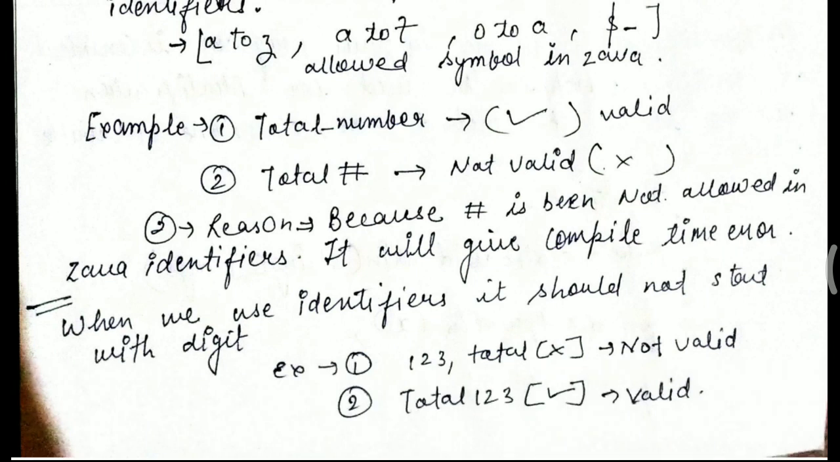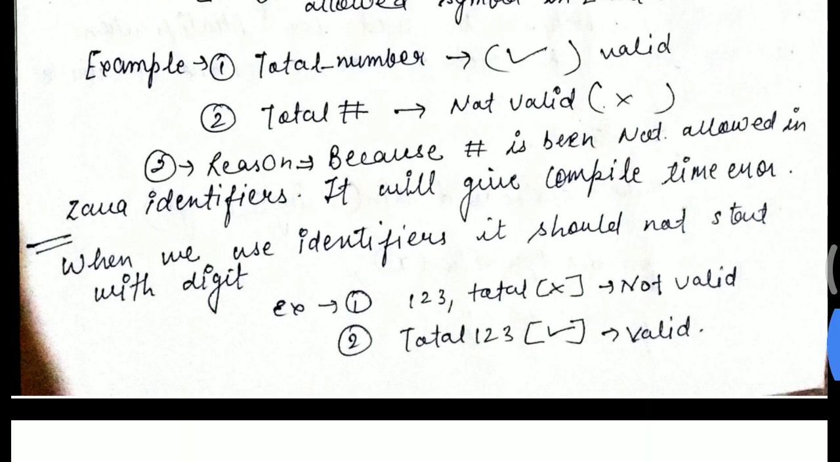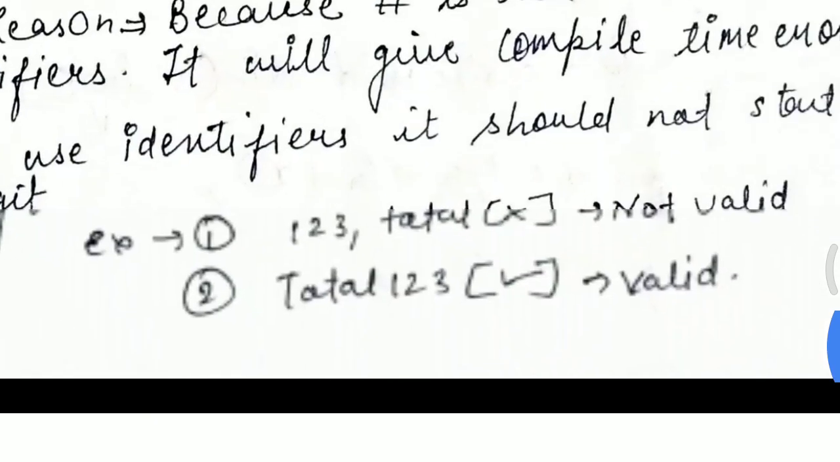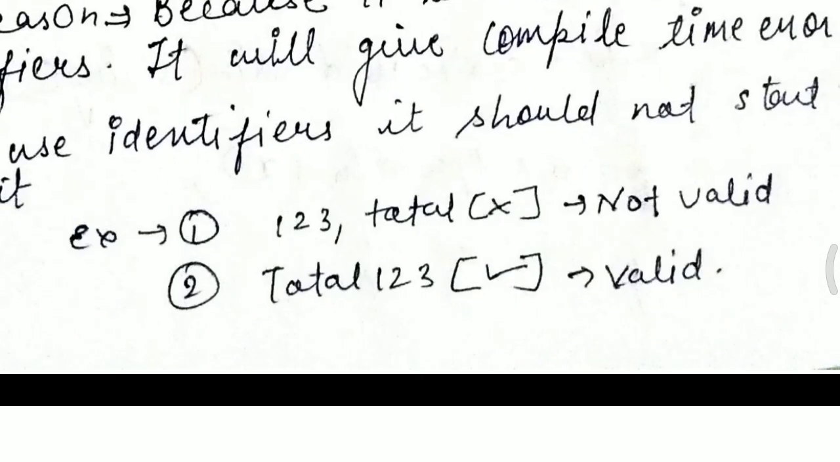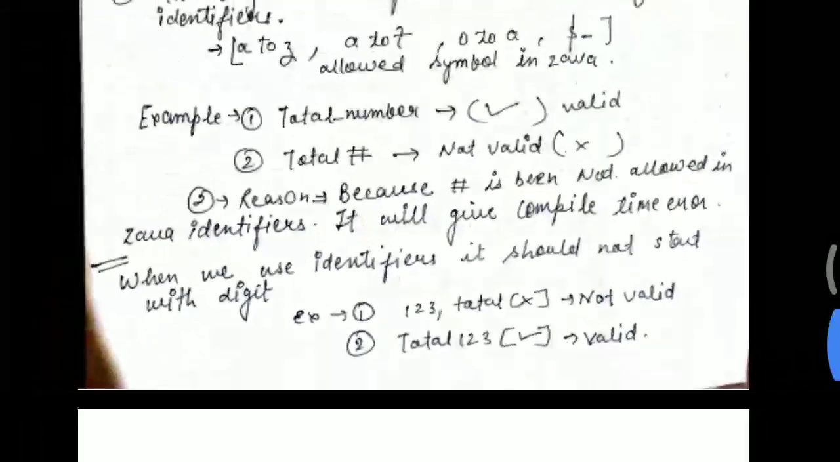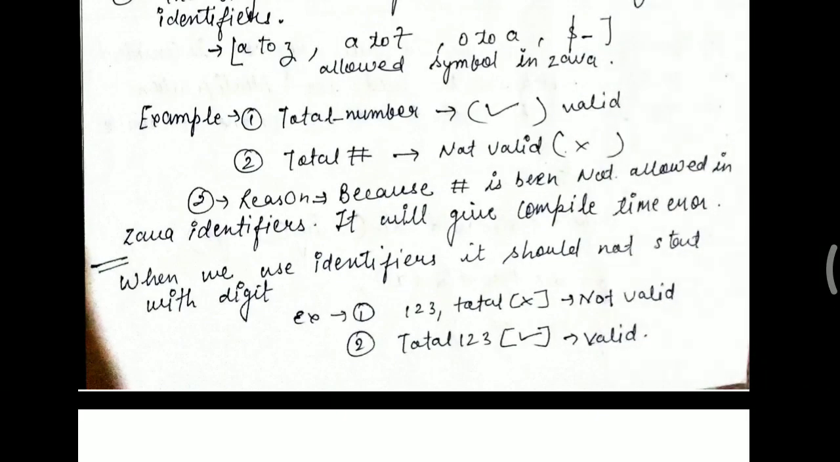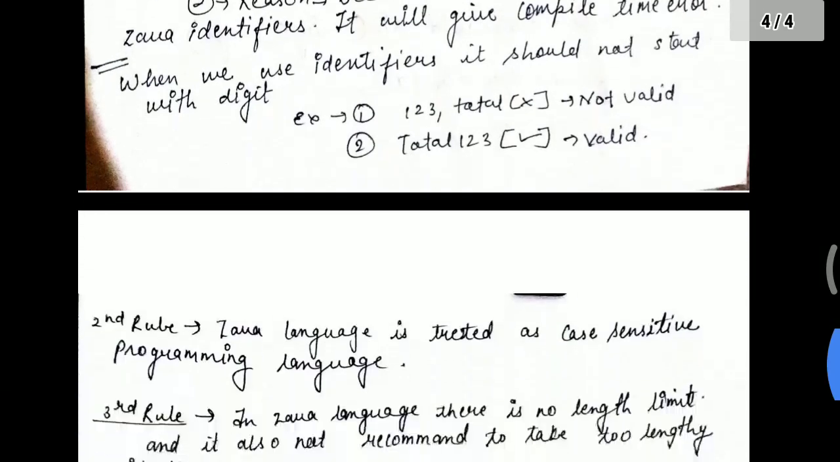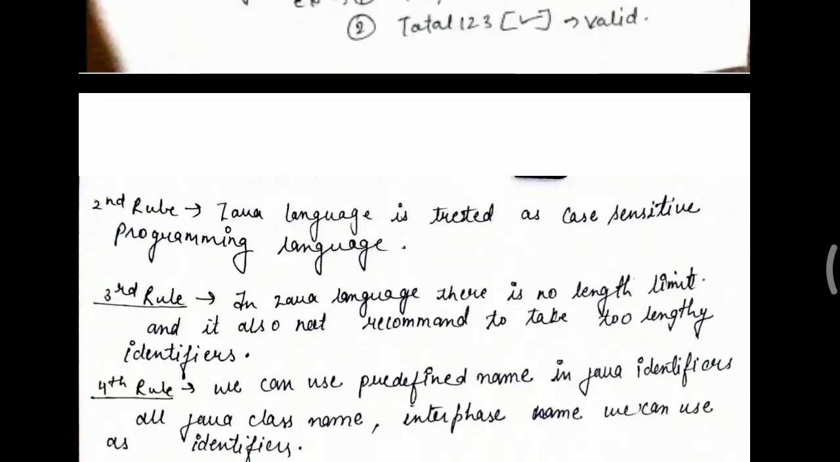When we use an identifier, it should not start with a digit. It is being clarified in the example: 123total is not valid, total123 is valid. So these are the basic concepts which can be beneficial for us. So just read them once to clear our mindset.